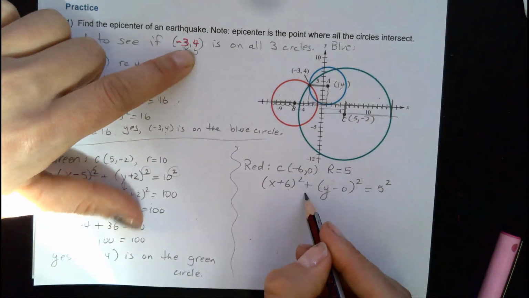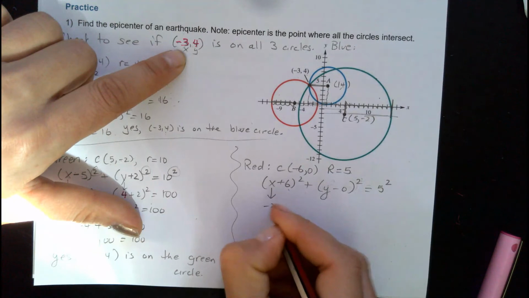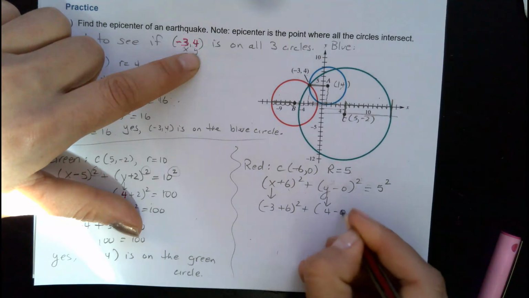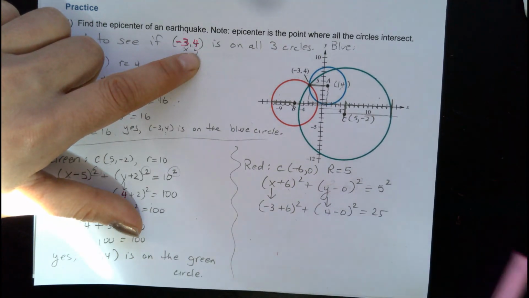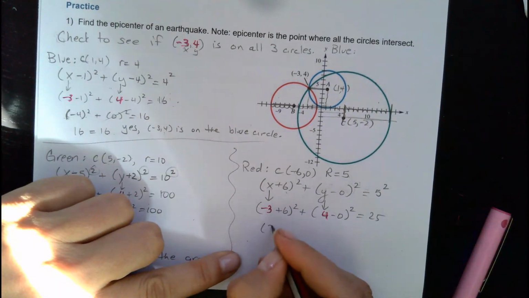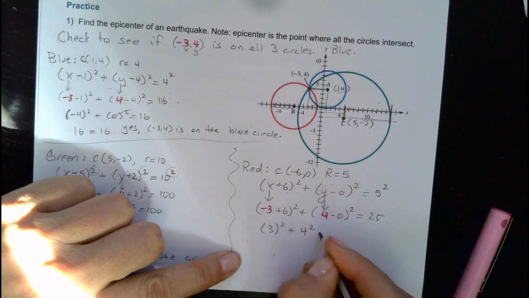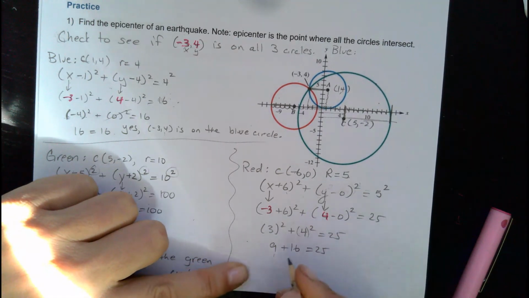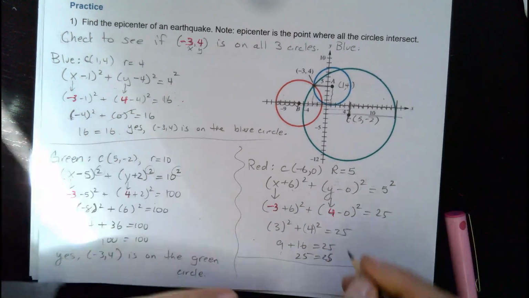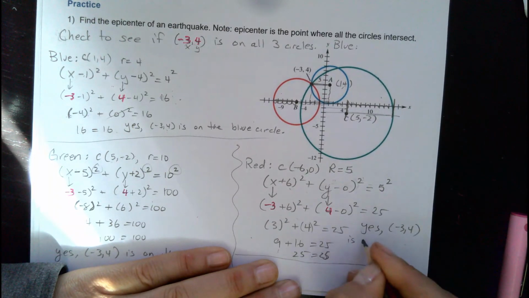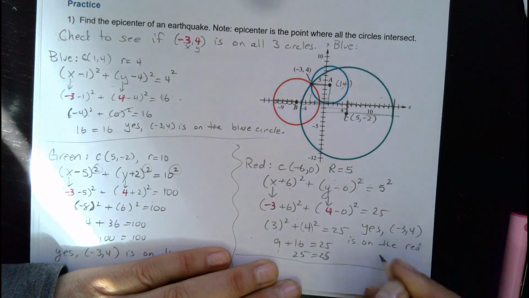So now I want to put this point in this equation to see if this point is on this circle. So wherever the x is, I'm going to put a negative 3. Wherever the y is, I'm going to put a 4. So you can see, here's my negative 3. I substituted those in. So now I have 3 squared plus 4 squared equals 25. And that's 25 equals 25. So, yes, negative 3, 4, that point is on the red circle.